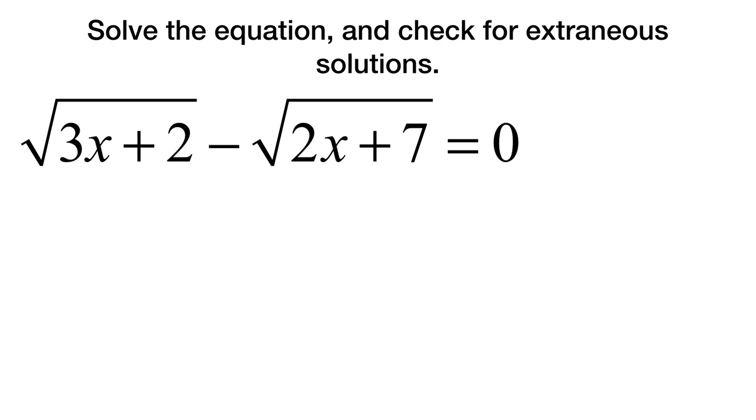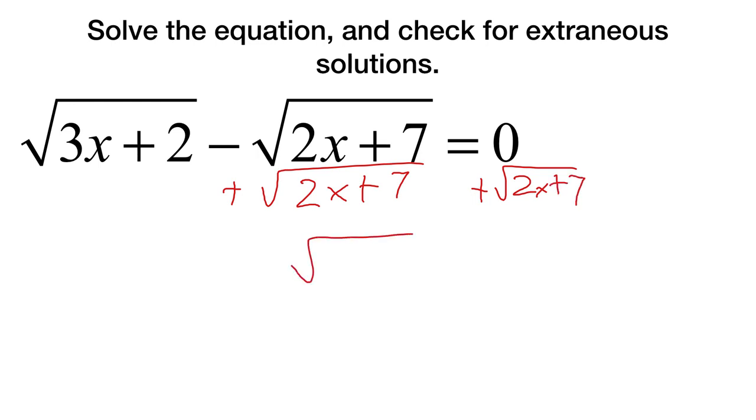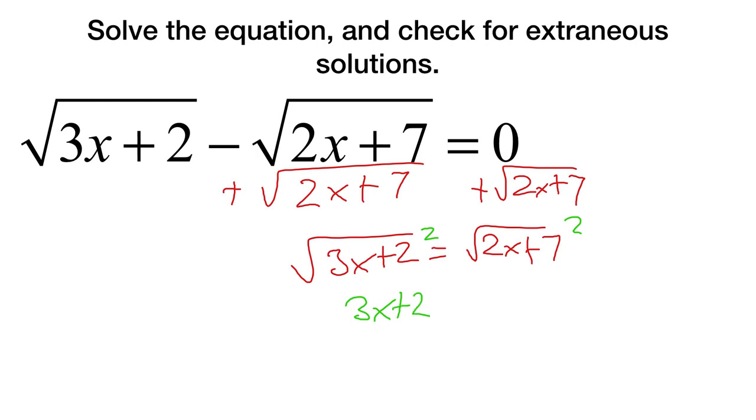Now, with this equation, what I like to do personally is get each square root on opposite sides of the equation. So the way I'm going to do that is by adding this second square root to both sides, meaning we get the square root of 3x plus 2 equals the square root of 2x plus 7. Now, both sides will just square, which gets us 3x plus 2 equals 2x plus 7, at which point I'm going to take away 2x from each side.